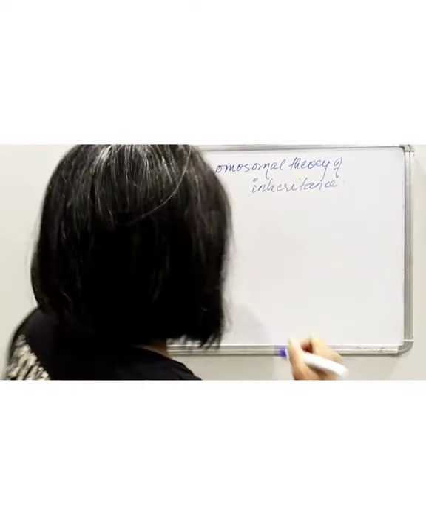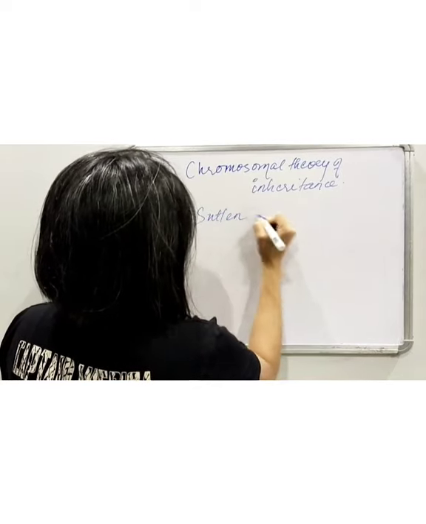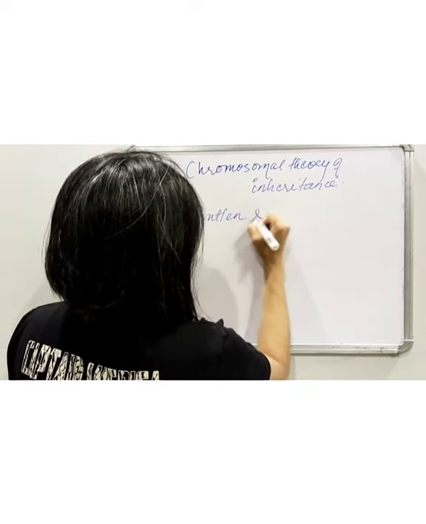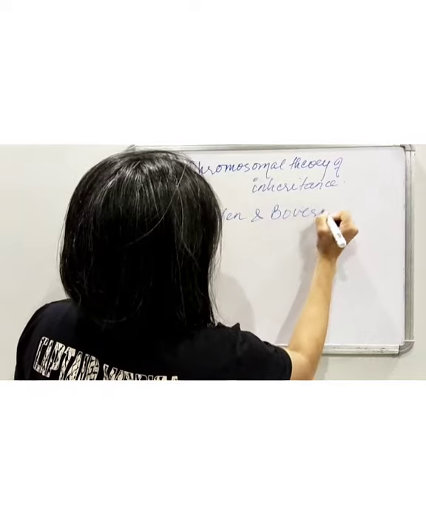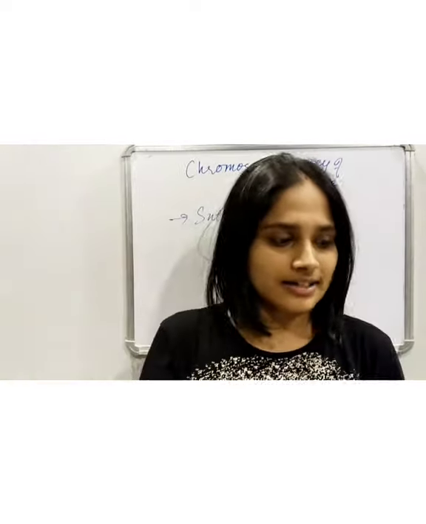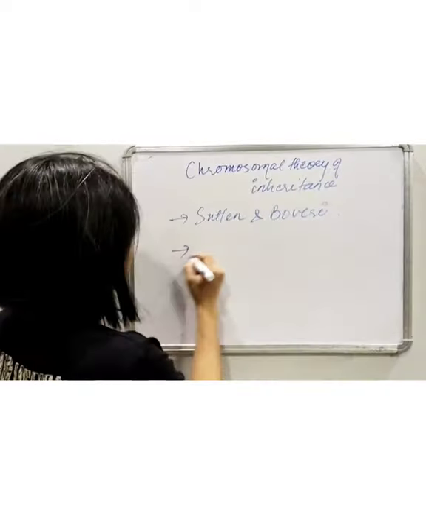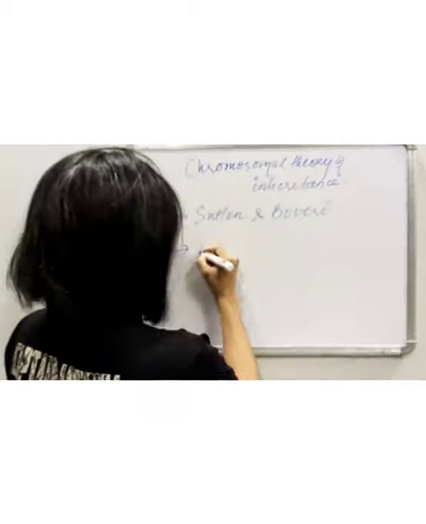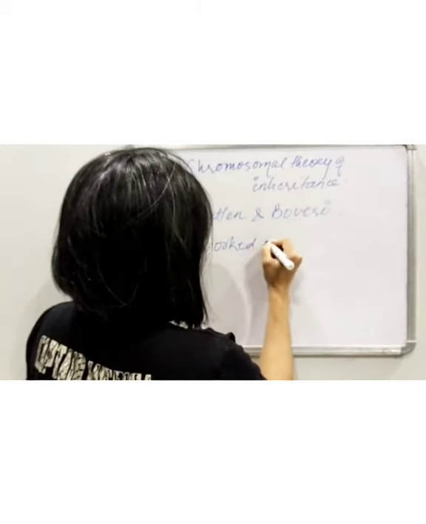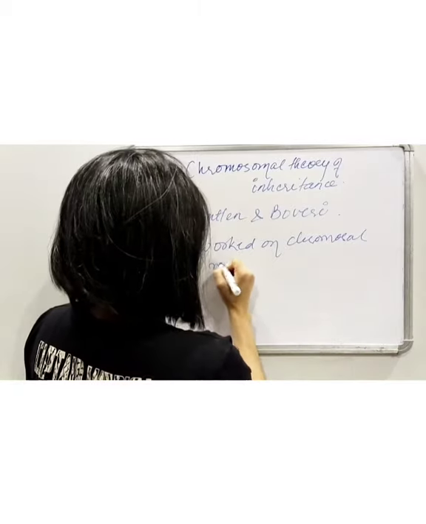This chromosomal theory of inheritance was studied by Walter Sutton and Boveri. They worked out the movement of chromosomes during meiosis.